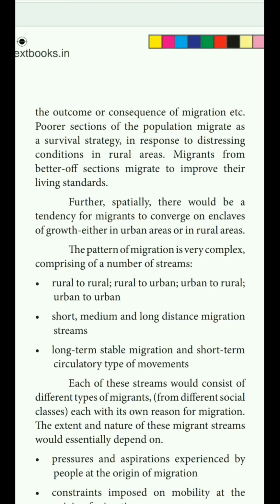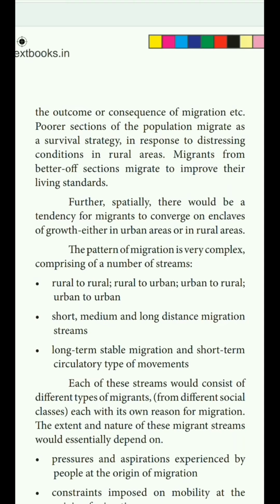There are two sections, the poorer section and the better off section. The poorer section of the population migrate as a survival strategy. The better off section migrate to improve their living standard. They want to improve their standard of living. At the same time, the poorer section migrate in order to live, to respond to conditions in the rural area.